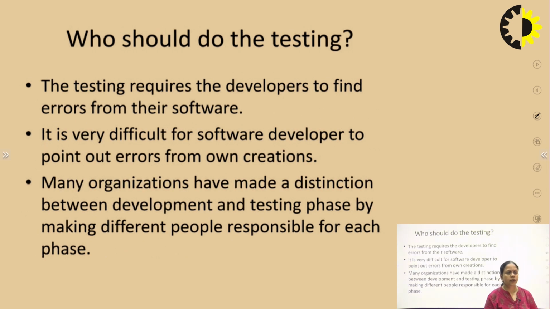Next, who should do the testing? Testing requires finding errors in the software. It is very difficult for software developers to point out errors in their own creations. Many organizations have made a distinction between the development and testing phases by making different people responsible for each phase. In the case of software testing, we need a new team for testing because the developer will develop the software, but it is very difficult for developers to find errors in their own creations. That's why we need another team for software testing.